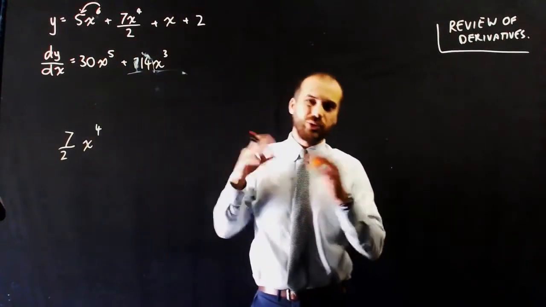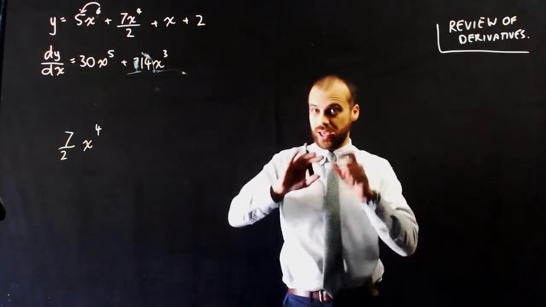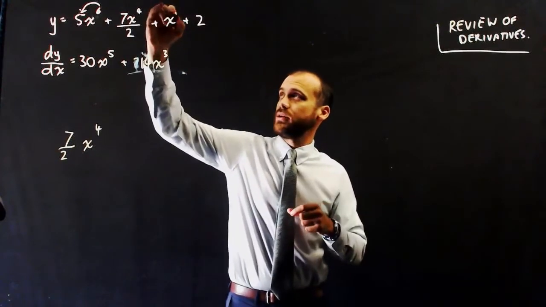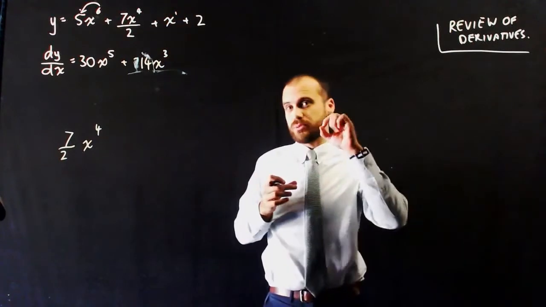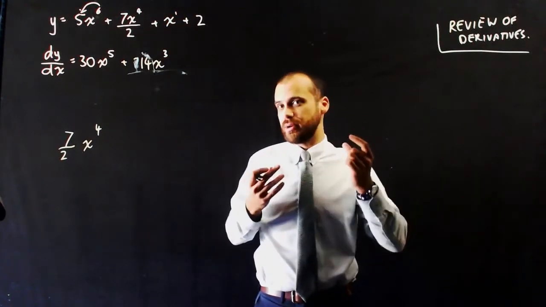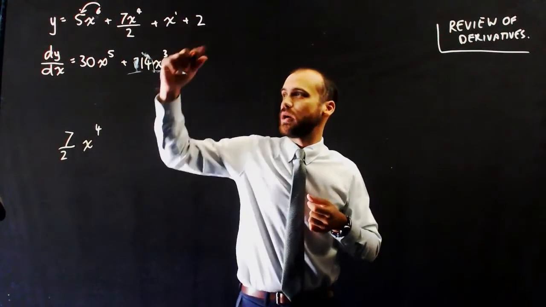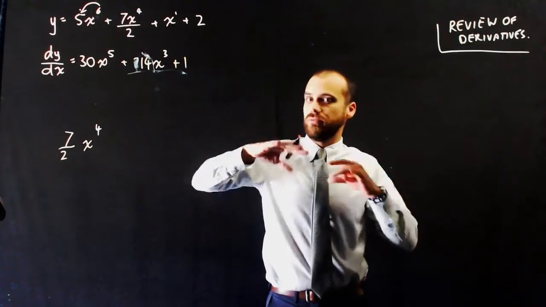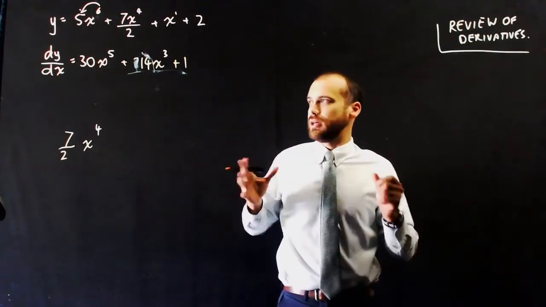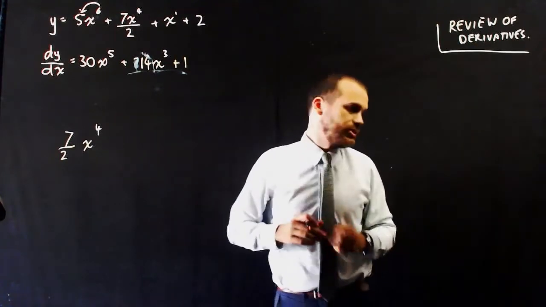The x, that always tricks people up. The derivative of x, that's x to the power of 1. The 1 comes out the front. The power decreases by 1, which becomes x to the 0, and anything raised to the power of 0 is 1. So you get 1 times 1, which is 1. And then constants vanish. So the 2 disappears when we take the derivative.